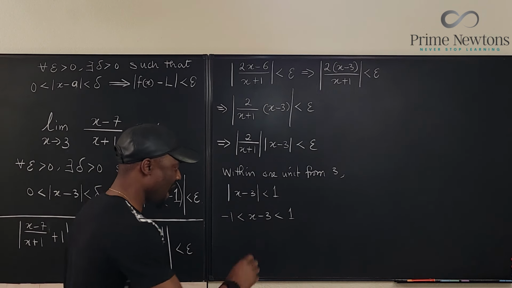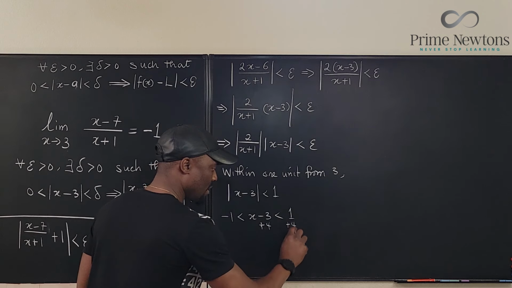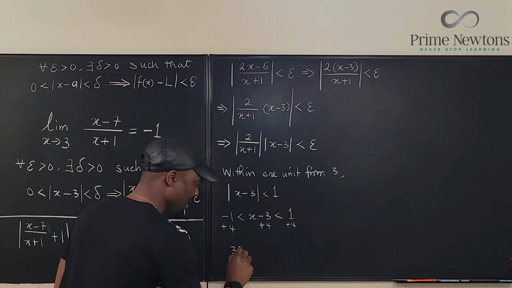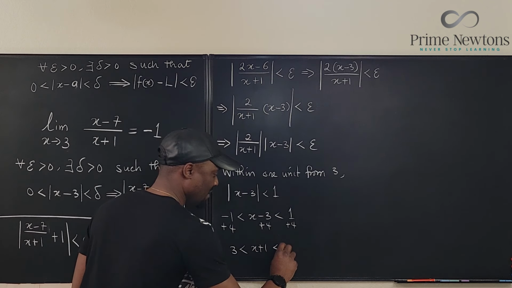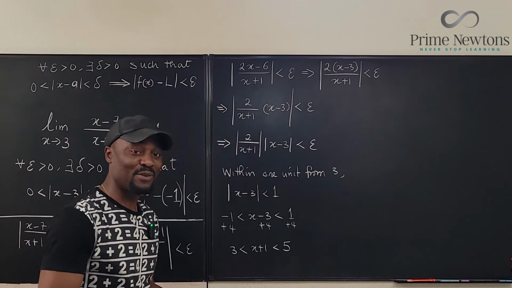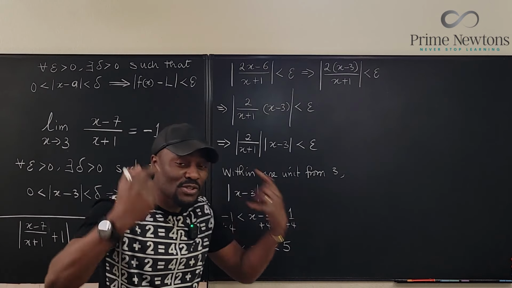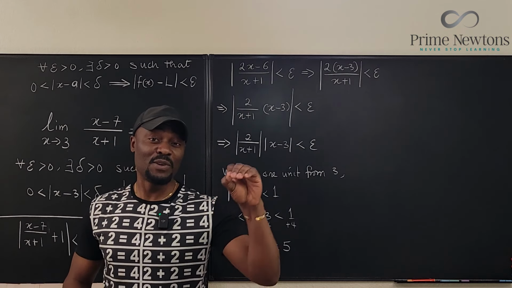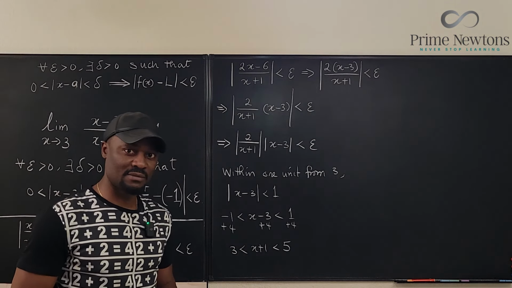Yes. So I have to add 4, add 4. So what I have left is, I have 3 is less than x plus 1 and x plus 1 is less than 5. So now I've gotten 2 candidates to go replace this guy. The question I want to ask myself is, which of these 2 guys is good for the proof that I'm doing? Should I pick 3 or should I pick 5?